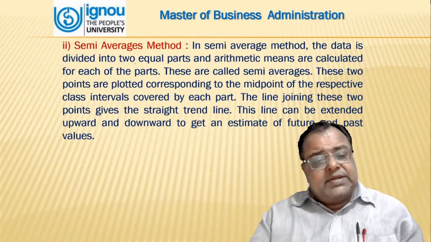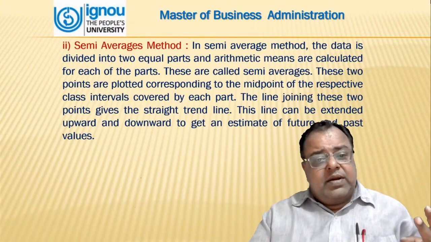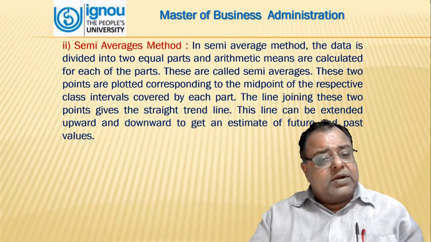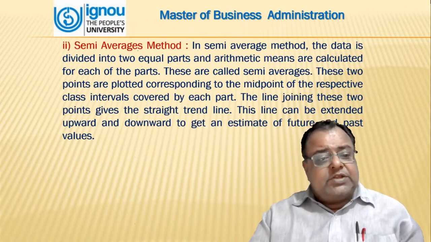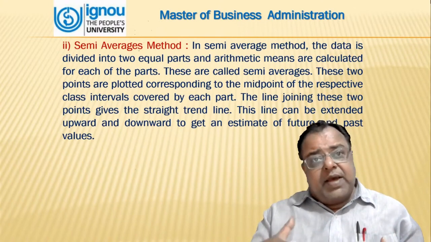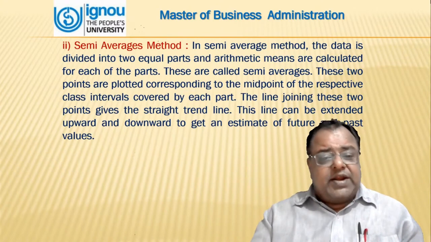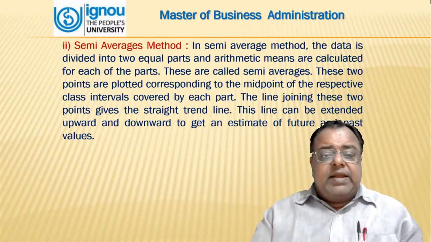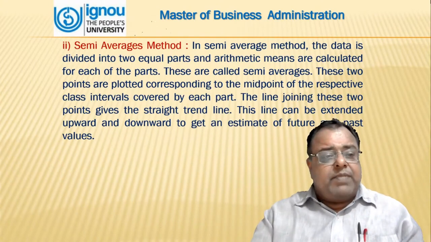Semi-averages method. In semi-averages method, the data is divided into two equal parts and the arithmetic mean is calculated of each of the parts. These are called semi-averages. These 2 points are plotted corresponding to the midpoint of the respective class intervals covered by each part. The line joining these 2 points gives the straight line trend. This line can be extended upwards or downwards to get an estimate of future and past values.